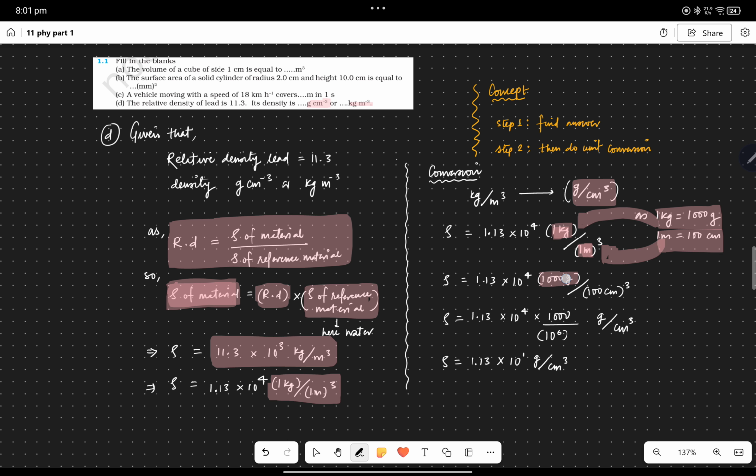1 kg is equal to 1000 gram, and 1 meter is 100 centimeter. So you have to do the numerical value operation separately and the unit separately, and you have to write 100 cube and centimeter cube, right? You have to separate the numerical value and the unit value, and then after all you are going to get the desired answer in the unit you want, right?